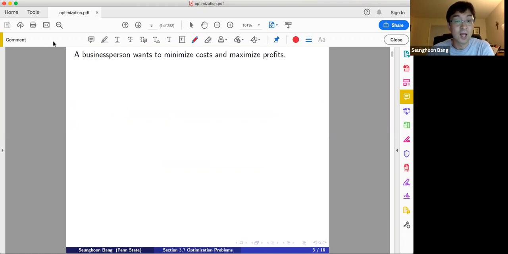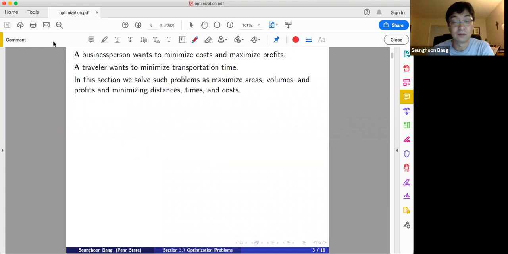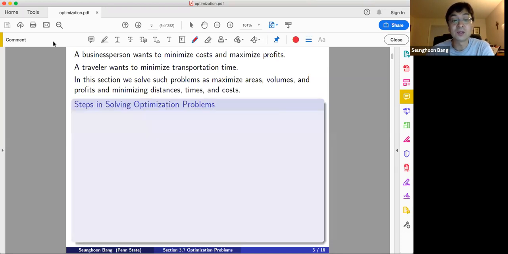The first one: a business person wants to minimize cost and maximize profit. That we call an optimization problem. A traveler wants to minimize transportation time. This is an optimization problem. In this section, we solve such problems as maximizing area, volumes, profit, and minimizing distance, times, and costs. These are all optimization problems. So we have some steps in solving optimization problems.